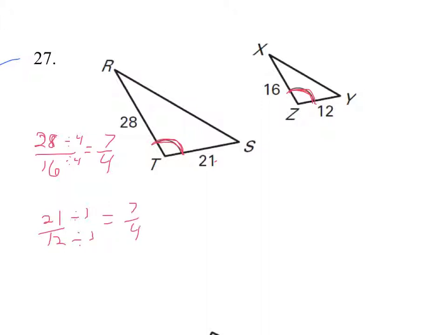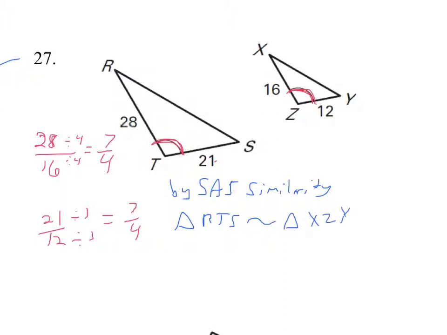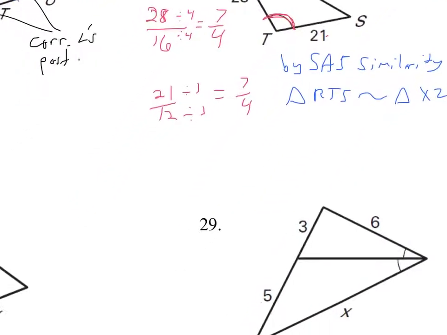Hey, look at that. The two sets of sides have equal ratios, and the angle in the middle is congruent, so this is what we call SAS, side angle side, similarity. So I'll say triangle RTS is similar to triangle XZY.